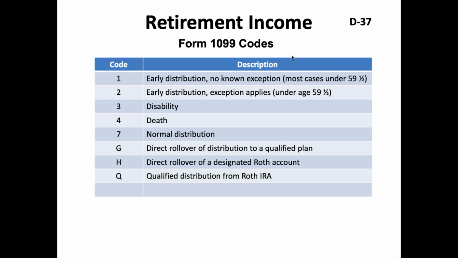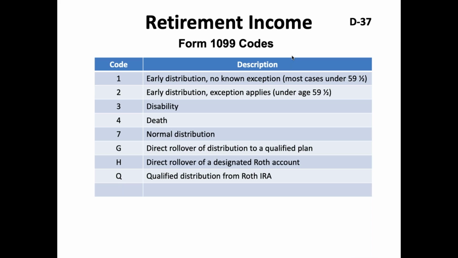A code G would be a direct rollover of distribution to a qualified plan. This means that the transfer is not taxable. The taxpayer did not receive the funds. They simply went from one provider to another. And what would happen, we'd get a 1099-R, and what we'd see is an amount in box 1. Box 2 would be non-taxable, so we'd see nothing in the taxable amount for 2A. Most likely it'd be a total distribution box.